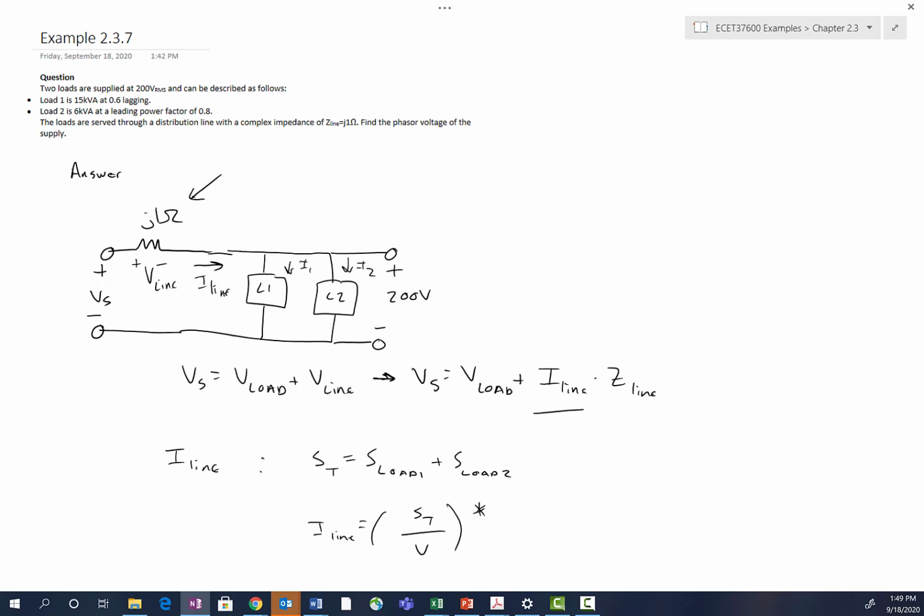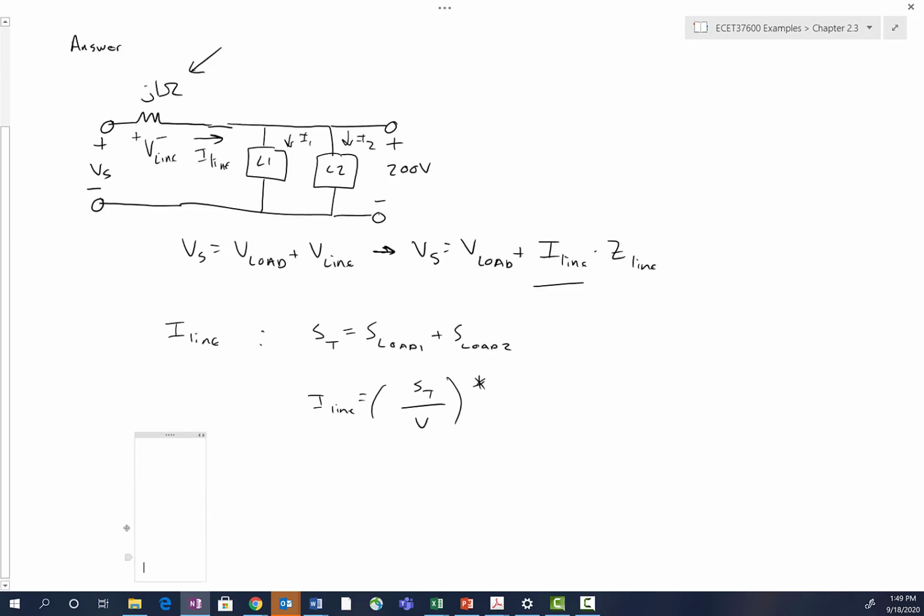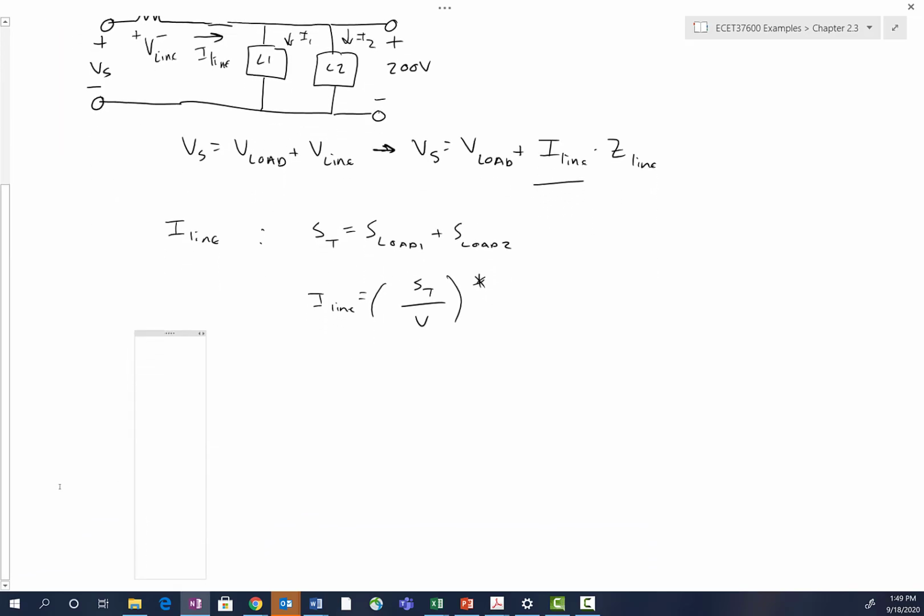Next, we need to figure out what S load 1 and S load 2 were, because they were given to us in different formats. They weren't given as polar, they were given as a magnitude and a power factor in both cases. So we need to convert that information over. This problem is also testing your understanding of the concept of power factor.